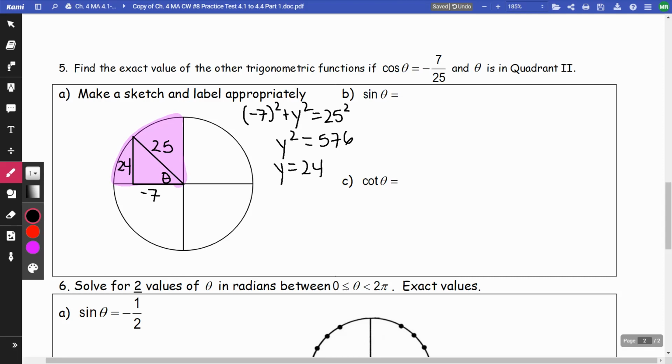So the sine is going to be opposite, which is 24, over hypotenuse, which is 25. Cotangent is going to be x over y. So that's going to be a negative 7 over 24.